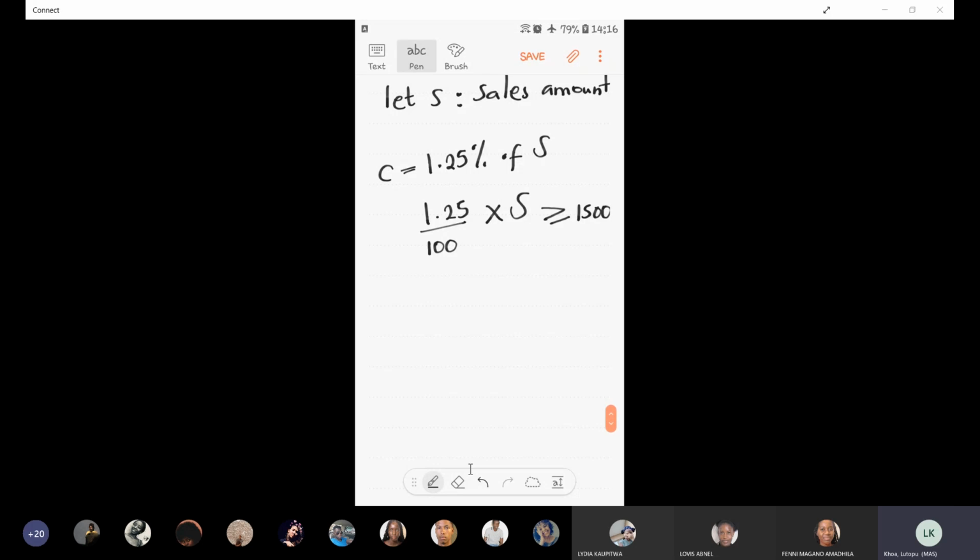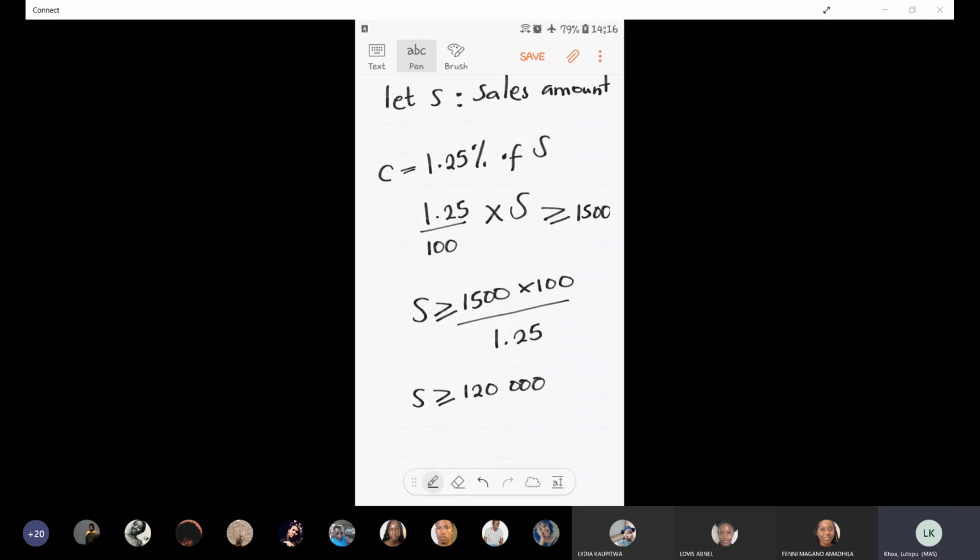Then this is simple to solve. If S is greater than 1,500, you multiply by 100, and then you divide by 1.25. So you get S is greater than or equal to 120,000. Okay, so if her sales amount is that much, then her commission will be at least 1,500.